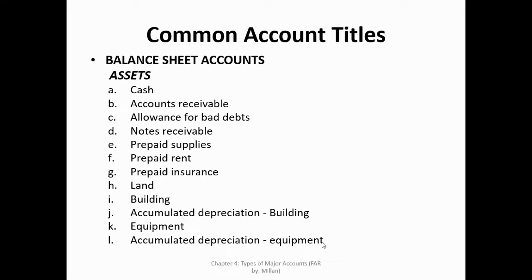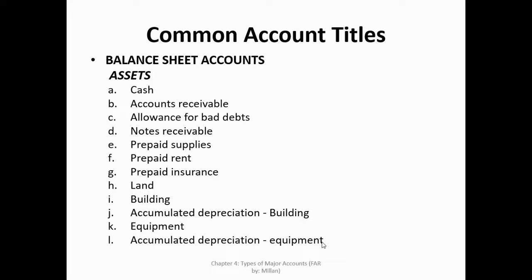Land. This is the lot on which the building of the business has been constructed, or a vacant lot which is to be used as a future plant site. Always remember that land is not depreciable, or hindi bumababa yung value niya. Next is the building. This is a structure owned by a business for use in its operations. Next is the accumulated depreciation building. This is the total amount of depreciation expenses recognized since the building was acquired and made available for use.